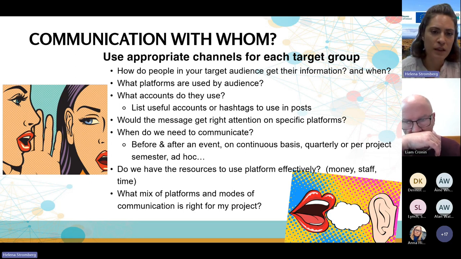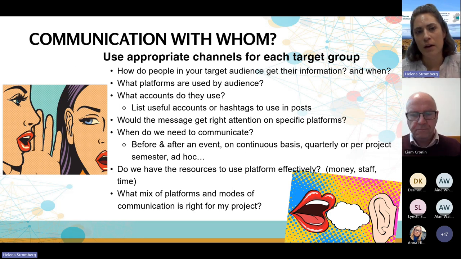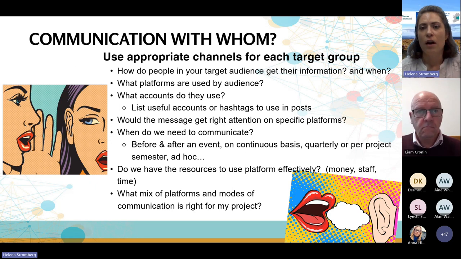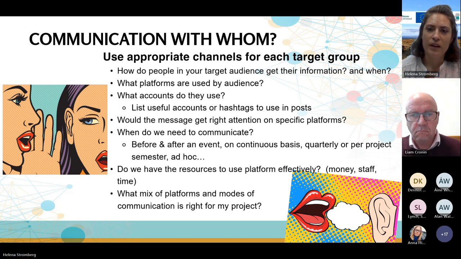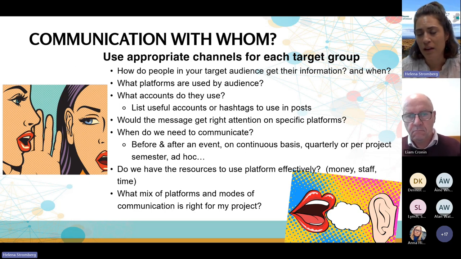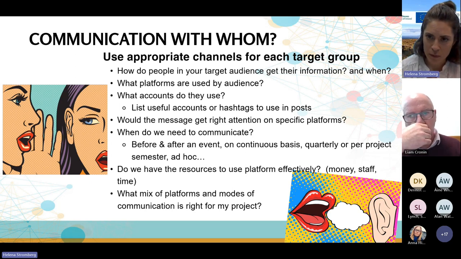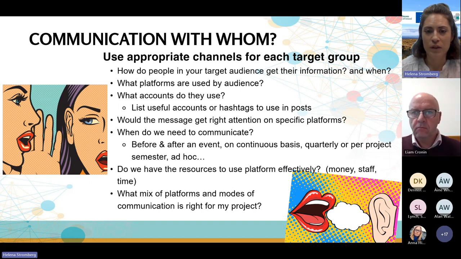A mix of platforms: what is the best mix of platforms for my own project? To get your particular message out there, you won't be able to get every single person in your target audience in one go, nor can one be expected to use every single platform out there. So do consider which modes of communication are right for your specific project and for what audience you want to reach.